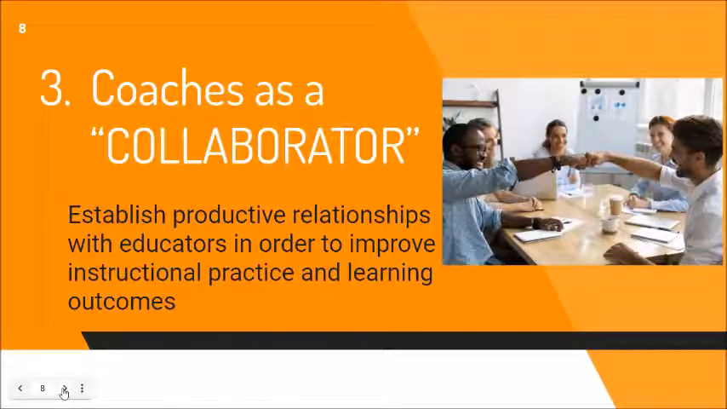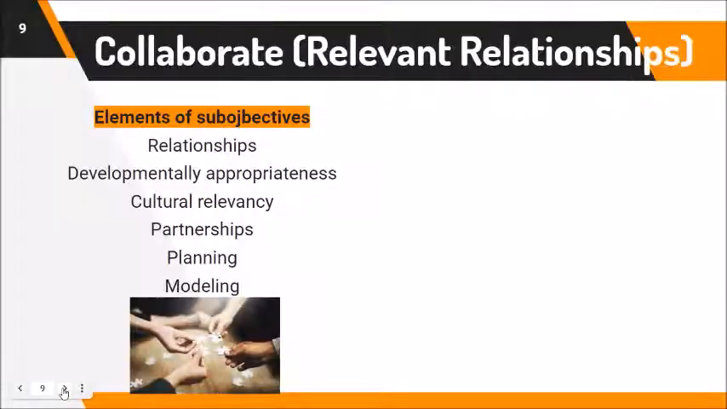The third strand is coaches as a collaborator. Establish productive relationships with educators in order to improve instructional practice and learning outcomes. Collaboration is about relevant relationships, and as well, the word stems from co-labor. So you're putting in the work with those teachers and leaders that you're working with. It's not a one-way street. It's a two-way street, just like any relationship is.